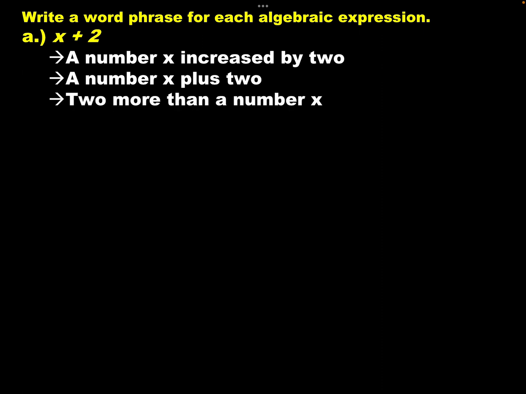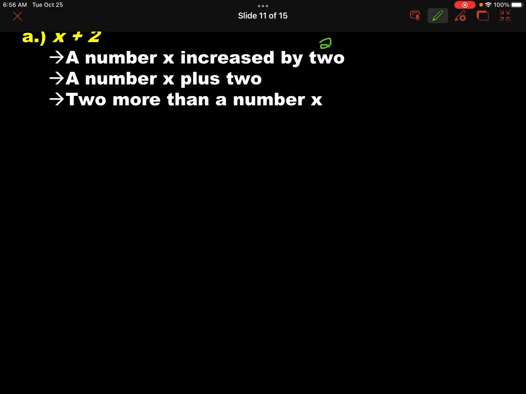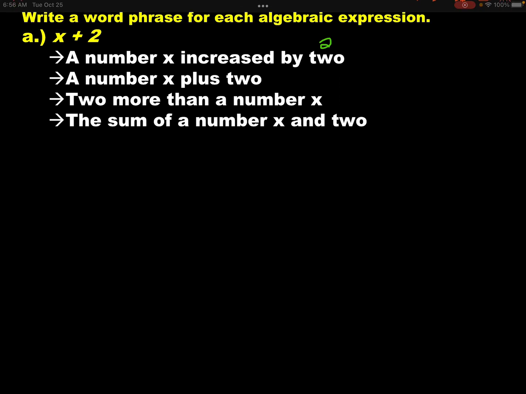You could have 2 more than a number X. When you use more than, you've got to change the order. So X is actually first in the problem, but when you write it in this example, you have to put the 2 first. You may write a 2 on your homework. You don't need to write the word 2, but you do need to write a number X. The sum of a number X and 2 would also be acceptable on that one.